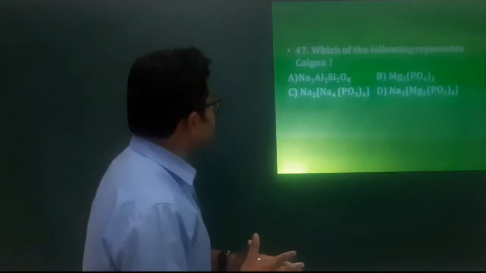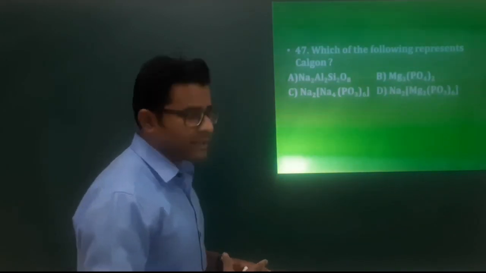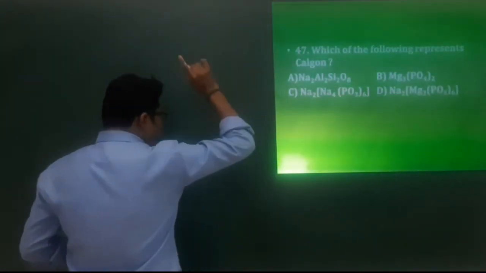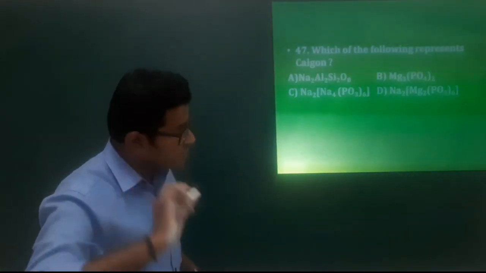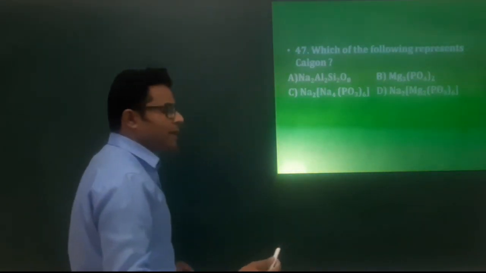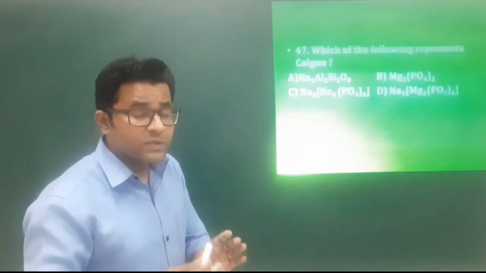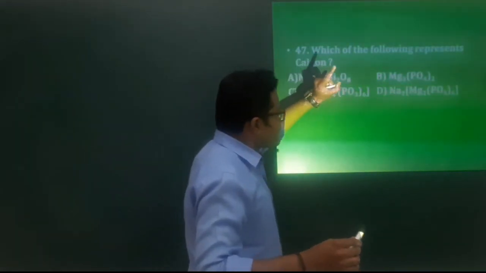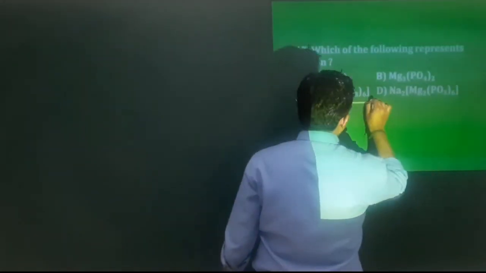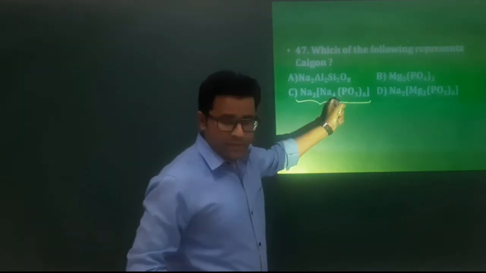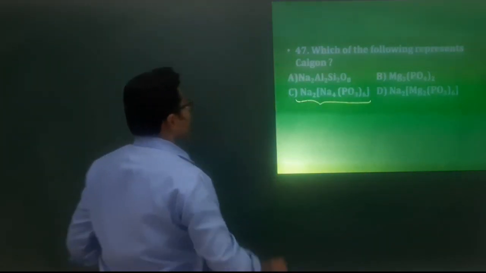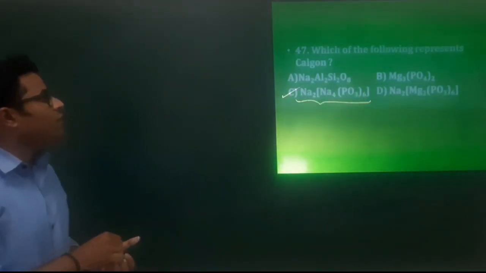Okay, so coming towards question number 47, which of the following represents Calgon? Now, Calgon is nothing more than sodium hexametaphosphate. Okay, so there should be 6 sodiums and a phosphate section. So if we observe, this one is Na2Al2Si2O8, that is a sodium aluminum silicate, which is a zeolite. Okay, this is not correct. Mg3(PO4)2, not correct again. What we have here is this particular form, that is 6 sodiums, sodium hexametaphosphate. Okay, so therefore option C is the correct one for Calgon.